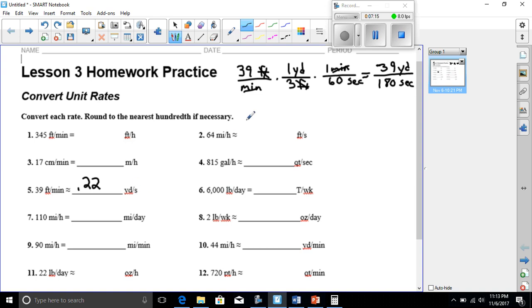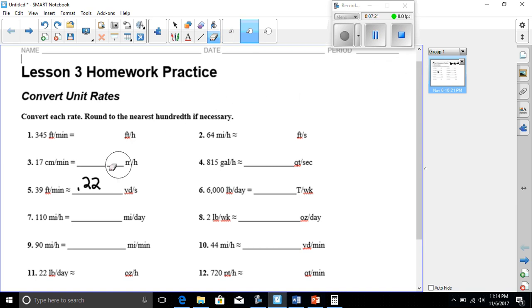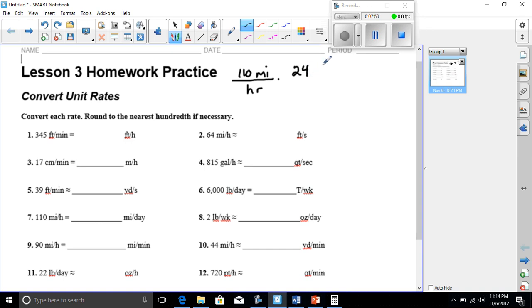All right, and now we're ready for number 7. Let's go ahead and erase this all here and go to number 7. This one says 110 miles an hour. Well, that's 110 miles per hour, and we're going to turn that to miles per day. I could leave the miles there, but I need to turn my hours into days. So there are 24 hours in one day.